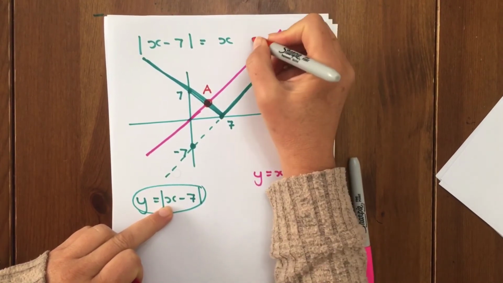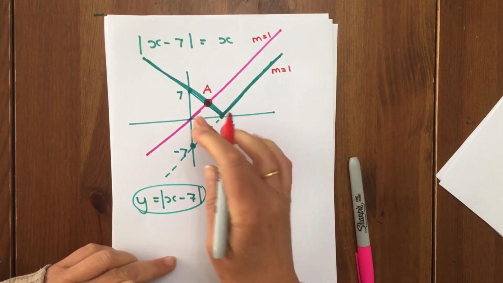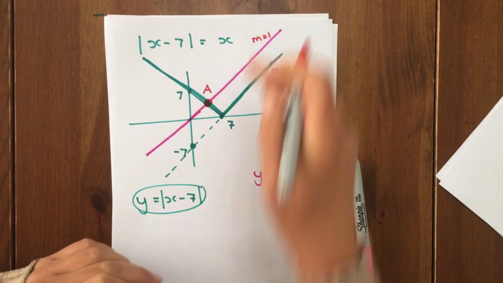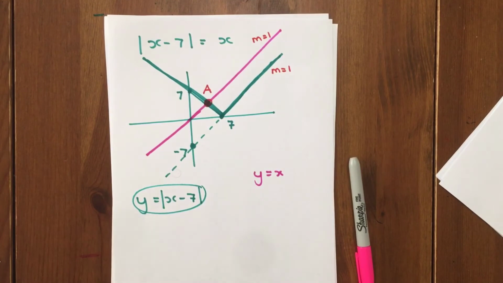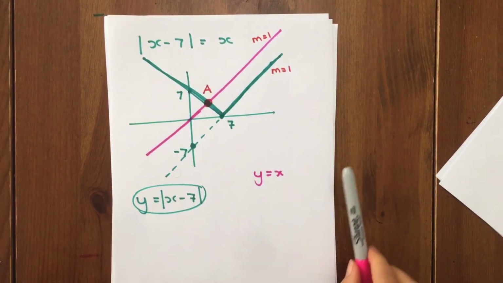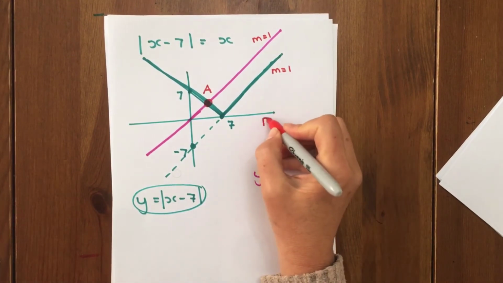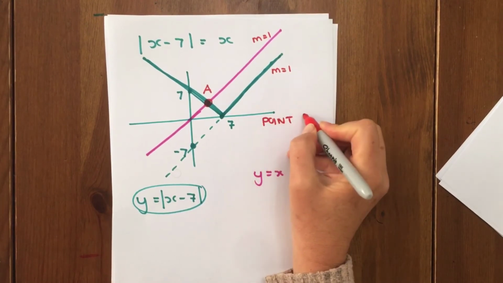And the gradient of the pink line is just 1. So therefore these two lines are parallel, therefore they will not intersect. So there's only one solution for this equation here. So to find that solution, let's look at finding point A.